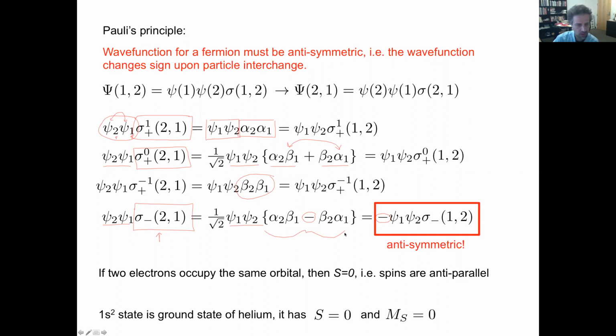So let's now write this whole thing out. The 1s2 state, that is the ground state of helium, has S equals 0 and MS equals 0. That must be the case, otherwise it doesn't comply with Pauli's principle. To make a long story short, it's the old rule that we already know, simply saying no two electrons can occupy the same orbital. But this is the real reason why that is so. It's not an arbitrary statement. It's actually very deep physics that governs this principle.